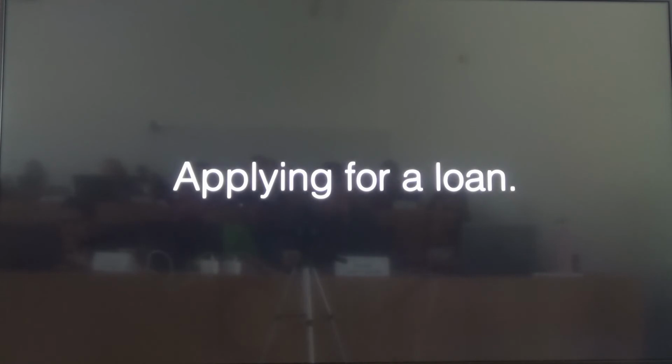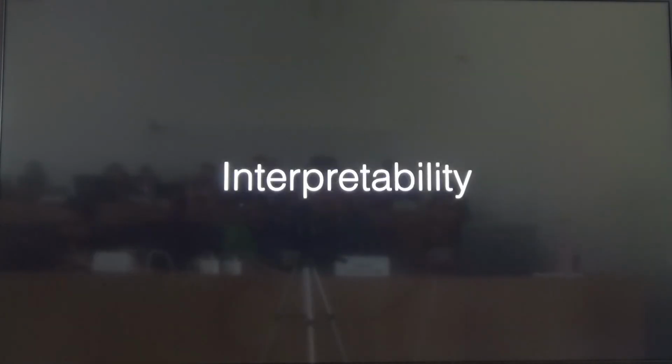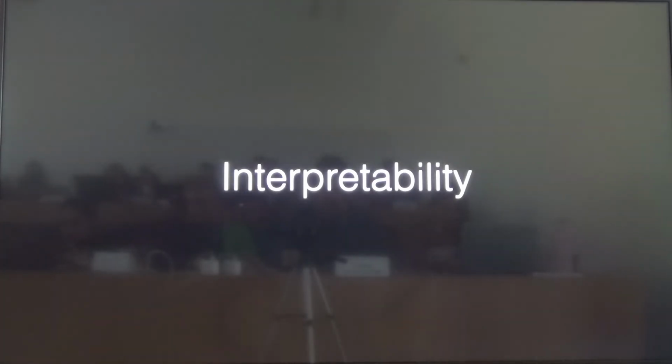But this is not the only example. We can think of many others, some of which we have discussed, like university admission, insurance policies, pretrial bail, job hiring. Quite a few of them are significant and have an impact not only on the individual but also on society. So the goal of interpretability is to understand why these decisions are made by an algorithm.